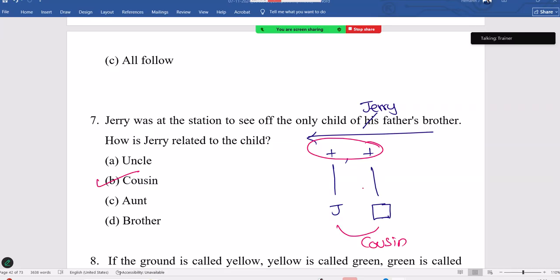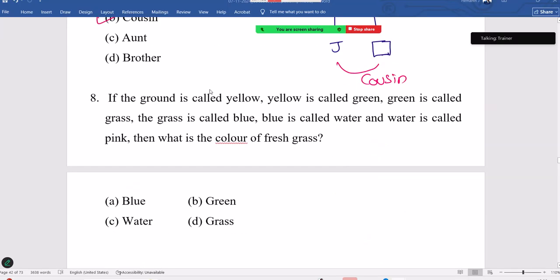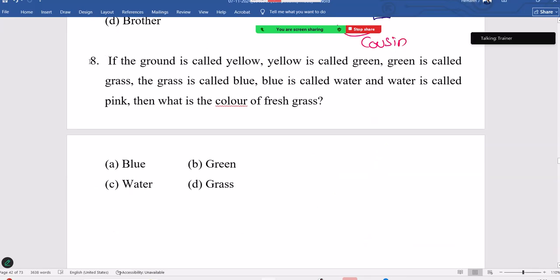Your uncle's children, yeah. For this Jerry, father's brother is uncle in English. Father's brother or mother's brother is uncle only. Uncle's child is cousin. For this person, this guy is uncle. Uncle's child is Jerry, so for this child, Jerry is cousin. For Jerry, this child is cousin. Both are the same. And this one also, I believe people attempted in the exam.